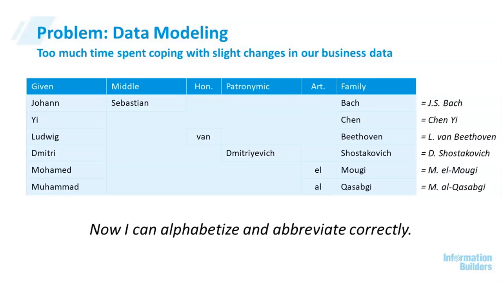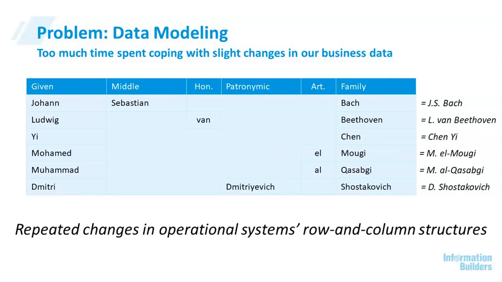So by coping over and over again, even just in this one operational application, with these slight changes in names that we've had to accommodate over time as we built out, let's say, our worldwide presence or our ability to handle certain circumstances, I've made a lot of little changes over time that finally get me to the point where I can do things like alphabetize and create initials correctly.